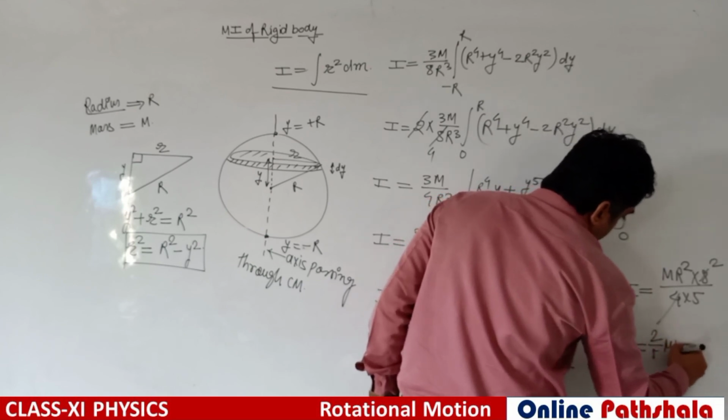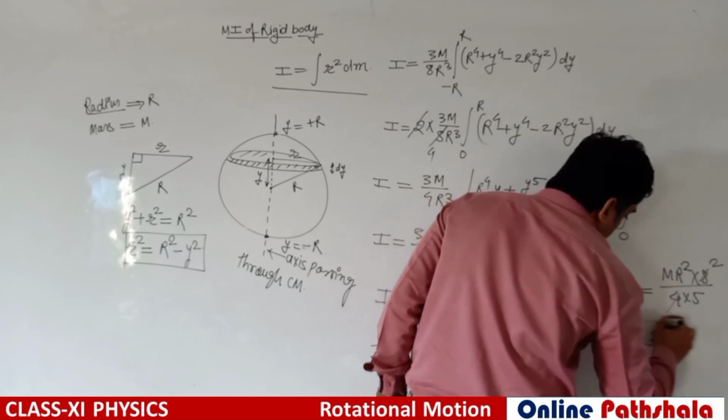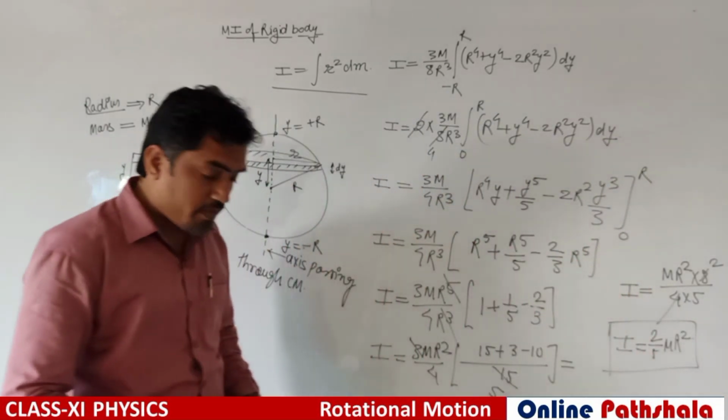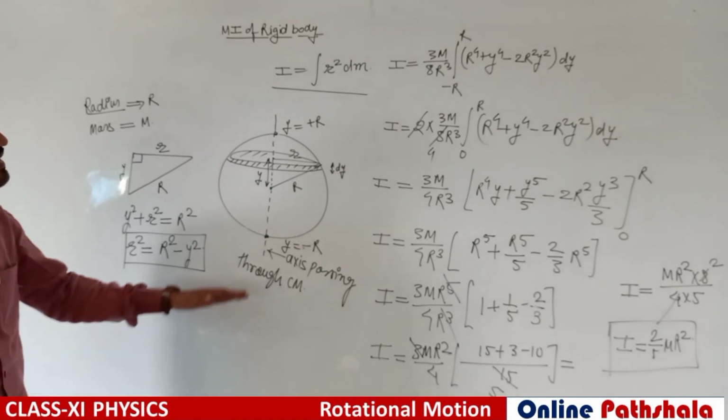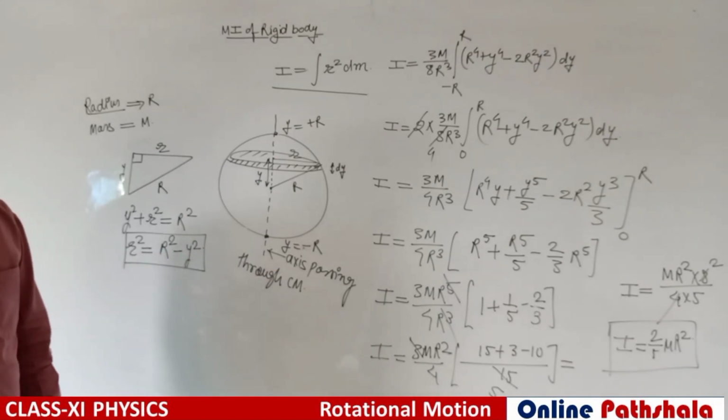so it will be 2 by 5 M R square. So the moment of inertia of a solid sphere is 2 by 5 M R square. It is very easy to understand. Thank you very much.